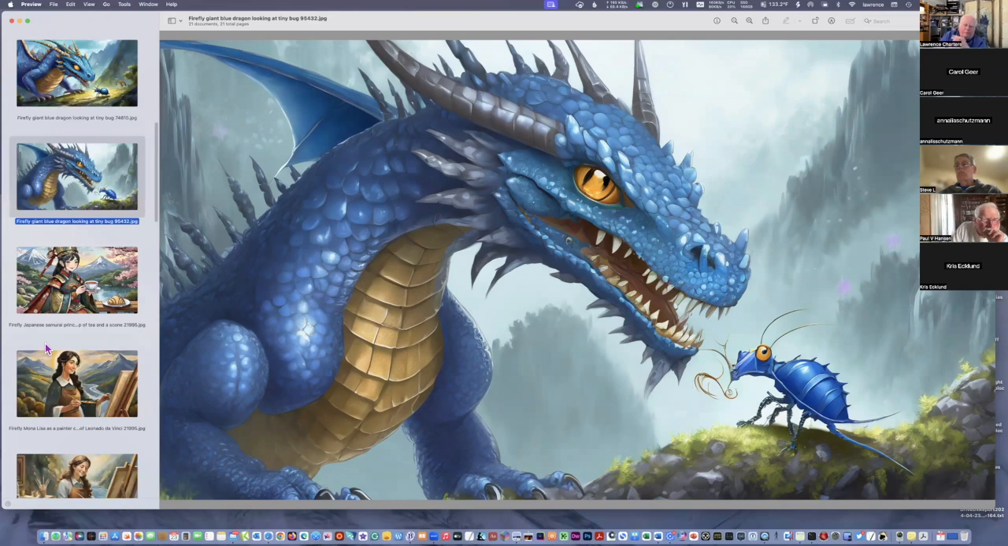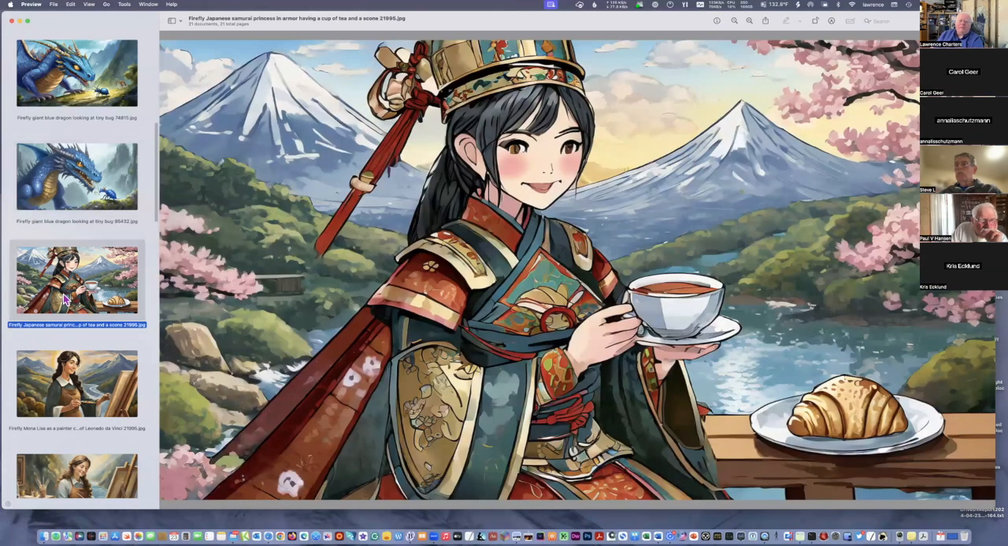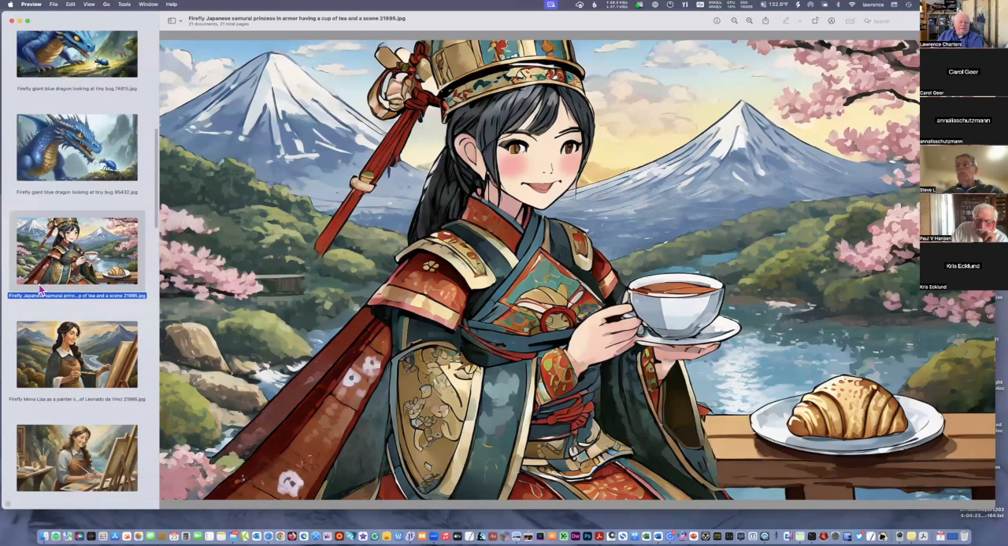For other reasons that I'm not going to explain, scones are Scottish and the Scots like tea. And I decided to combine the two, and I said I wanted a Japanese samurai princess in armor having a cup of tea and a scone. So here's the scone, here's the tea, and that's sort of a Japanese princess, and it's done in this Japanese woodblock print style. So that one's not too bad.